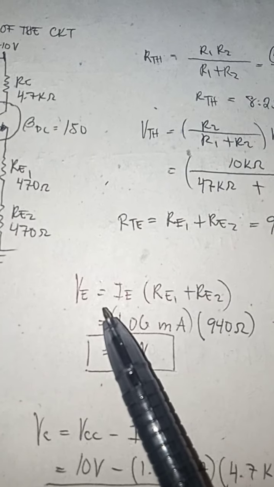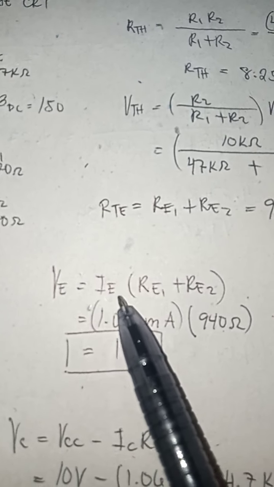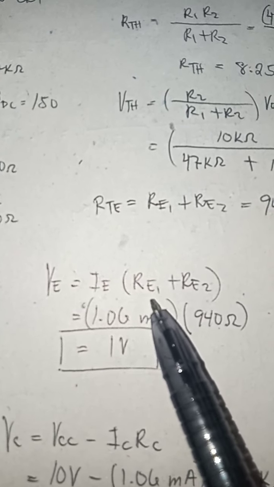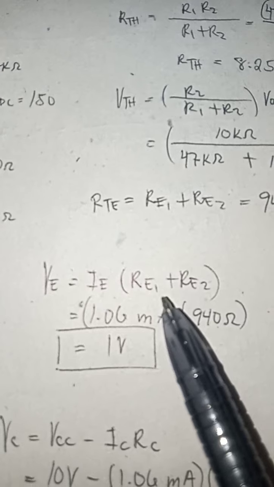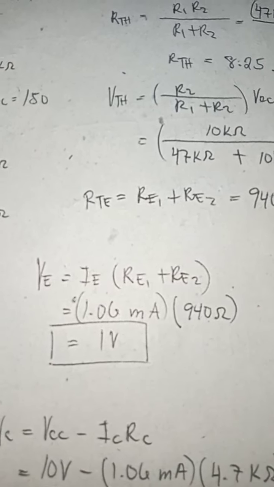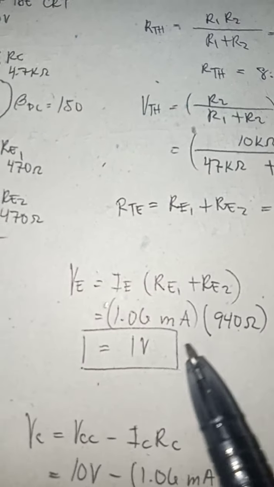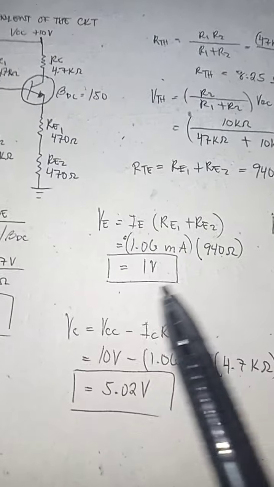Now, to find the emitter voltage, the equation is emitter current times emitter resistance 1 plus emitter resistance 2, which is equal to 940 times 1.06 milliamps. The answer is 1 volt.